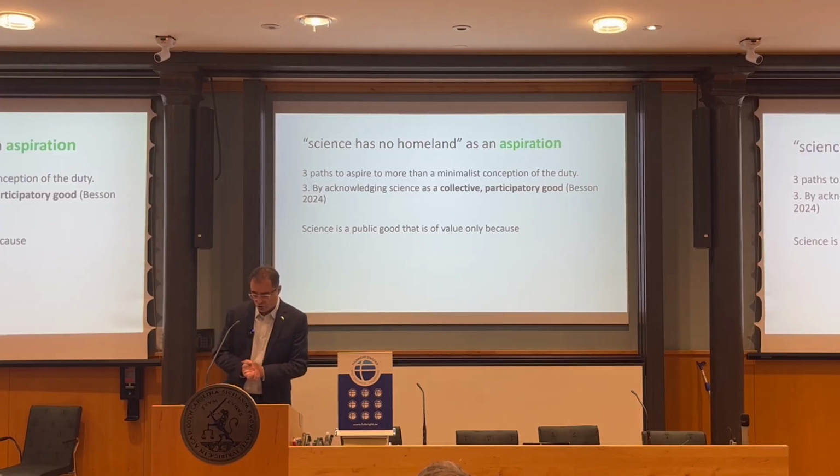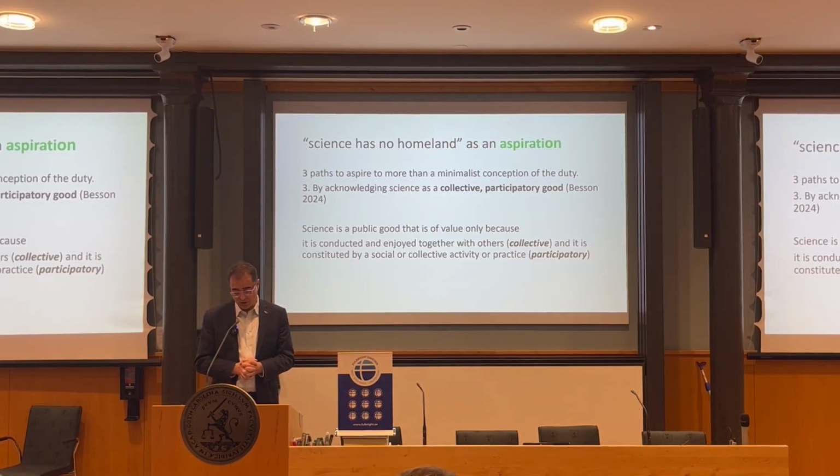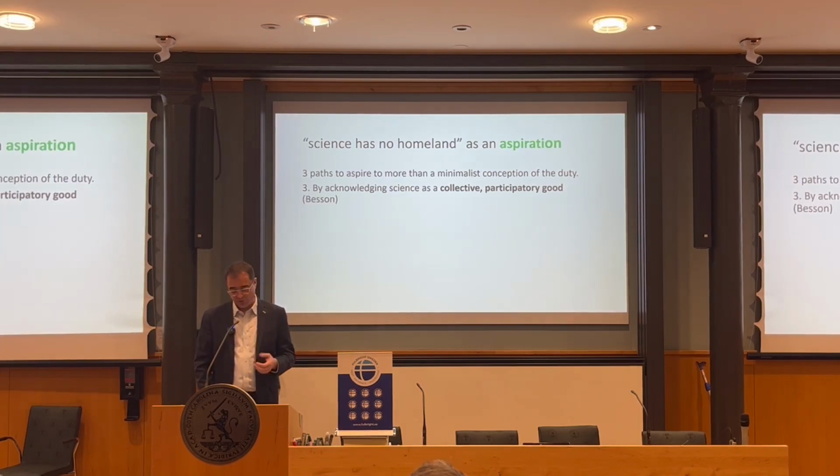What is a collective good? What is a participatory good? So science is a public good because it is conducted and enjoyed together. Wherever you are around the world, you are part of the scientific enterprise, but you're also enjoying the benefits of that, whether you're a scientist or not. It also requires the active participation of more than one person in order for science to exist. A person publishing a paper is not doing science. You need another person to verify those results and consider them to be reliable. So the collective and participatory nature of science requires interactions, and it's inherently something that we enjoy together.